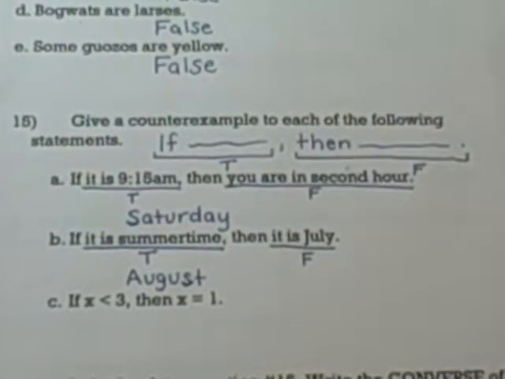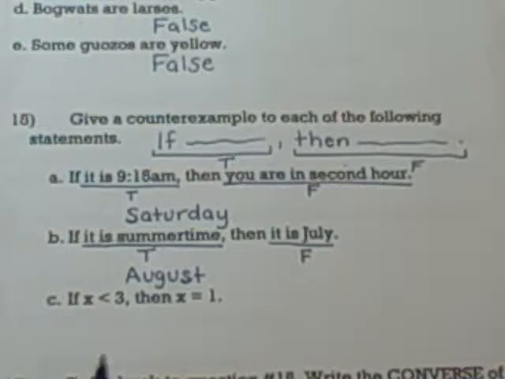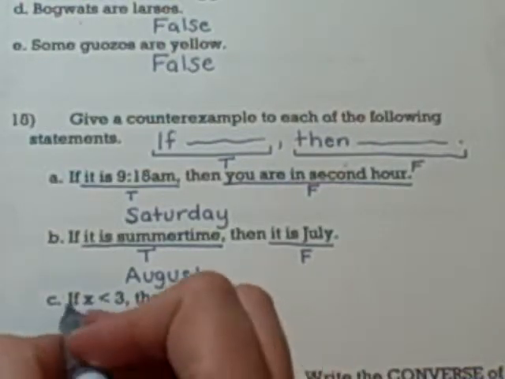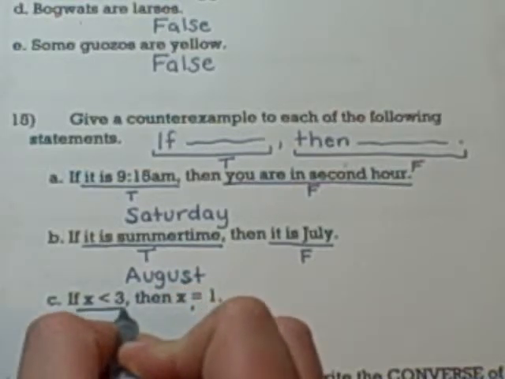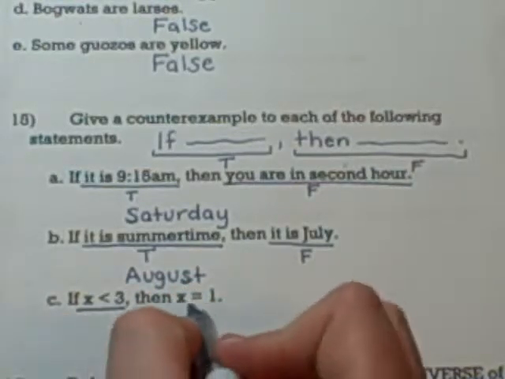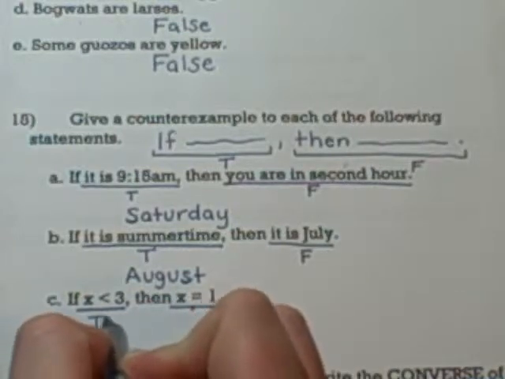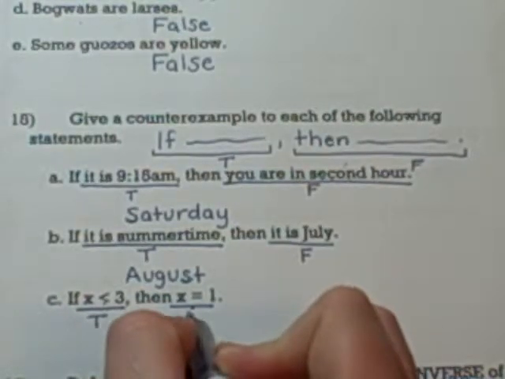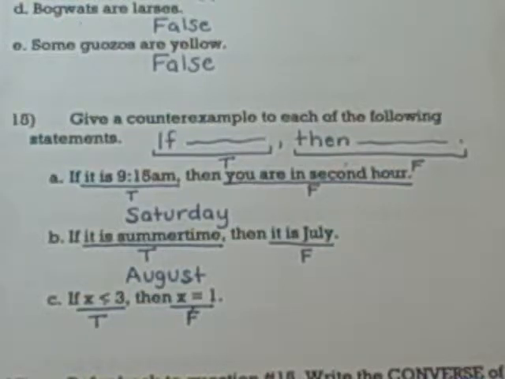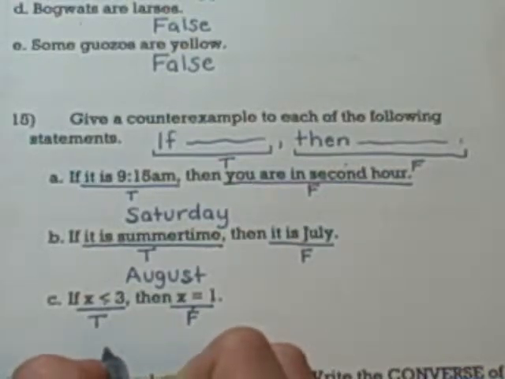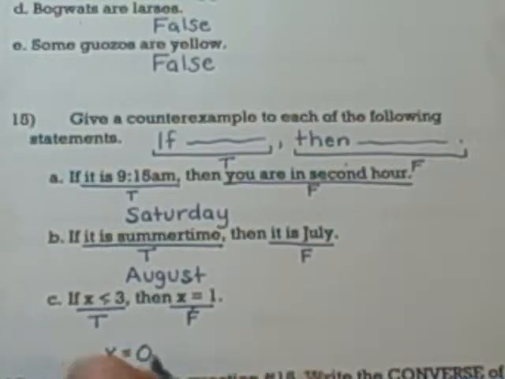Okay, the third one is a little more mathematical. If x is less than 3, then x is greater than 1. So I need a number that is less than 3, but that is not equal to 1. So I need less than 3, not equal to 1. Well, there's an infinite number of numbers that are less than 3 because you could even go into the negatives, okay? I just need to pick one that's not equal to 1. What about 0? I could say x equals 0, and that would be my counterexample.